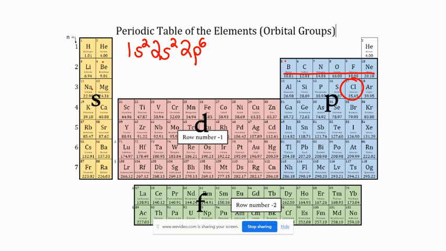What is my N value? What block am I in? And how many electrons do I need? All right, I come over here. What is my N value? 3. What block am I in? P. And how many electrons do I need? 5. 1, 2, 3, 4, 5. That is the electron configuration for chlorine.